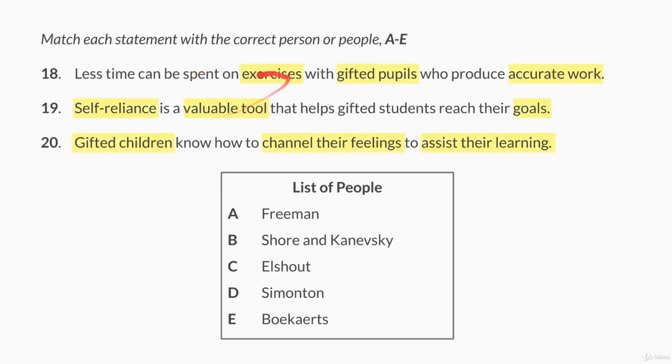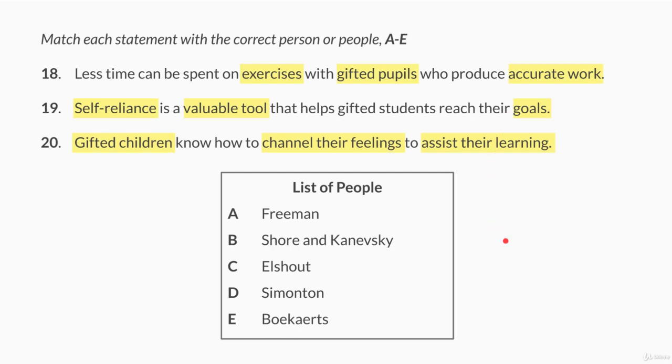Let's go ahead and mark the keywords in the questions. So here we have keywords like exercises, gifted pupils, accurate work, goals, valuable tool, self-reliance, gifted children, channel their feelings, assist their learning. Now, these are decent keywords. I wouldn't say that they are the best keywords. I don't think that they're going to be very easy to find if we start to look for these keywords.